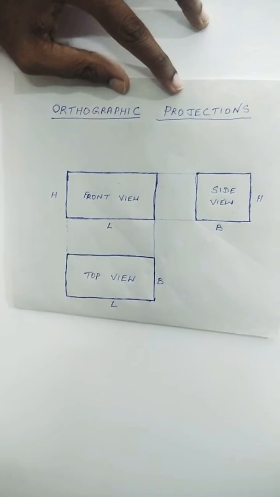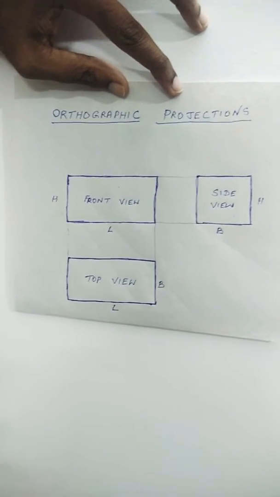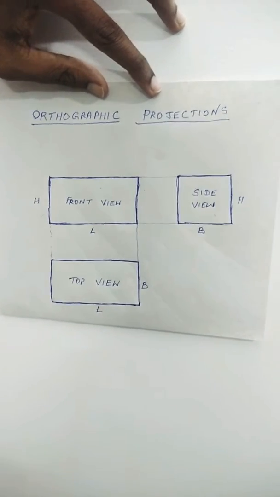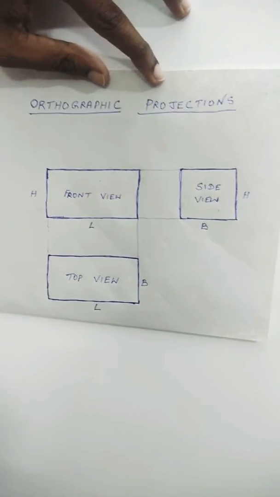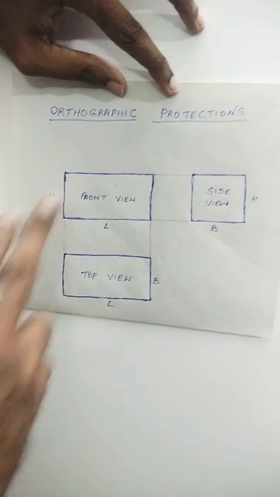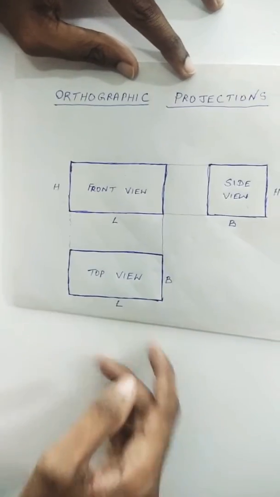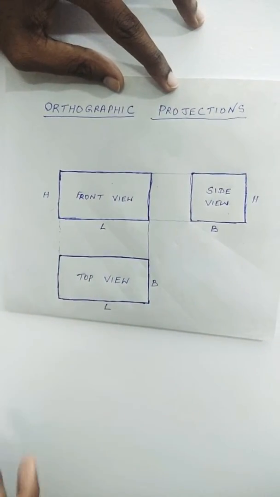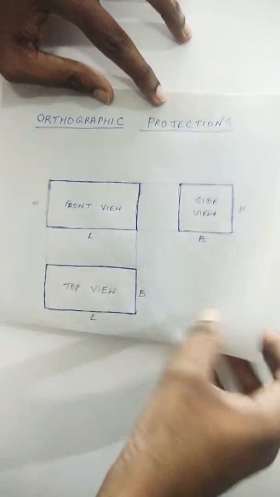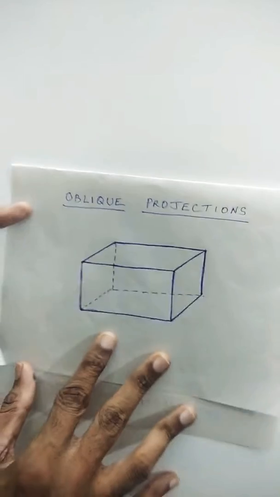Now, the disadvantage of these type of figures is it can be understood only by engineers. From a layman's point of view, a person can never identify this figure, or he will not be able to understand that this is a rectangular block. So in order to avoid that, what we can do is we can draw three-dimensional figures. There are different types of three-dimensional figures.